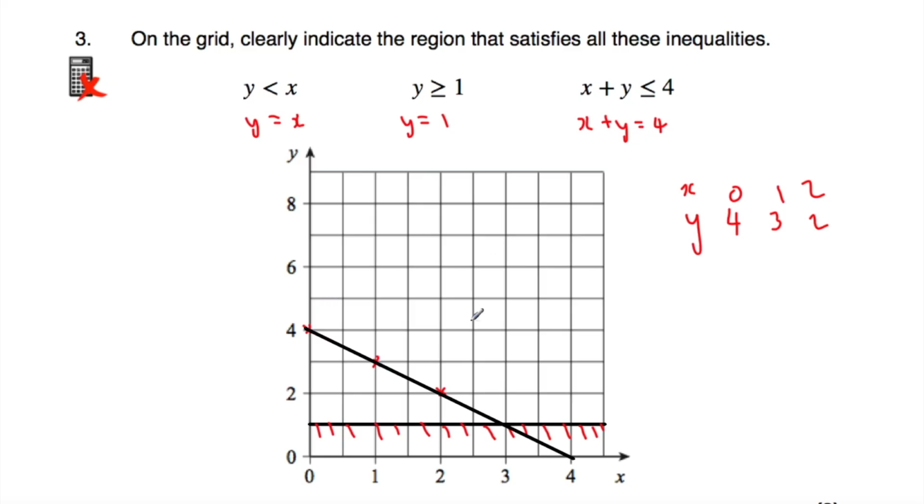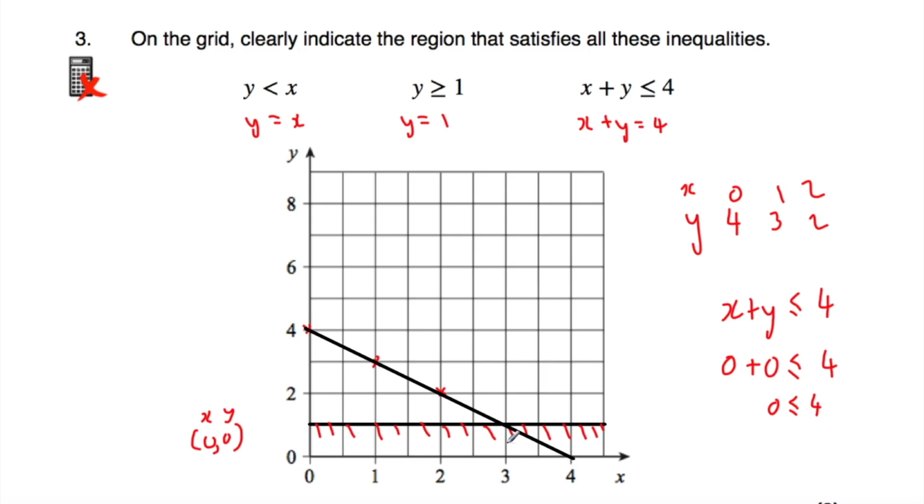Now we need to figure out what side of that line would satisfy the inequality. So let's go to the inequality. x plus y is less than or equal to 4. So let's choose a point that's not on that line. So we're going to choose the origin, the point 0, 0. We've got an x coordinate of 0 and a y coordinate of 0. So we'd have 0 plus 0 is less than or equal to 4, and 0 is less than 4, so that would work. So that means that below the line there would be the region that we wanted.